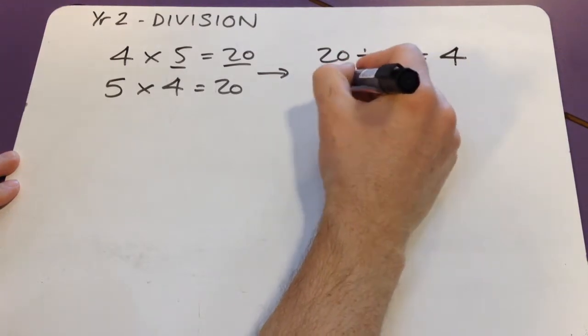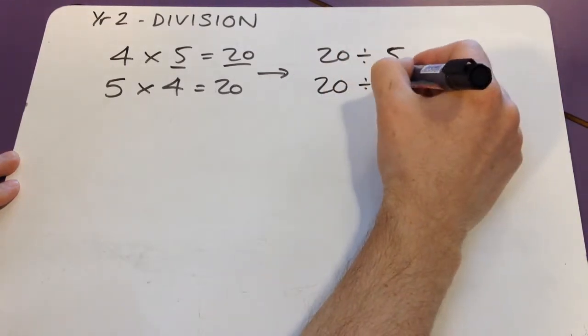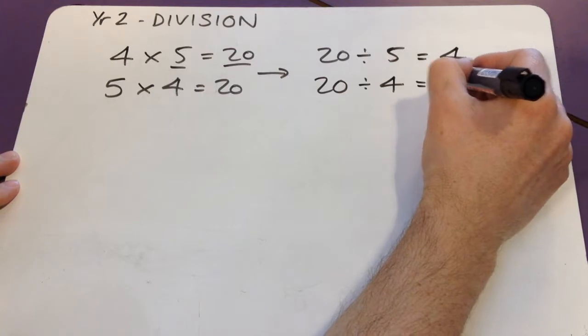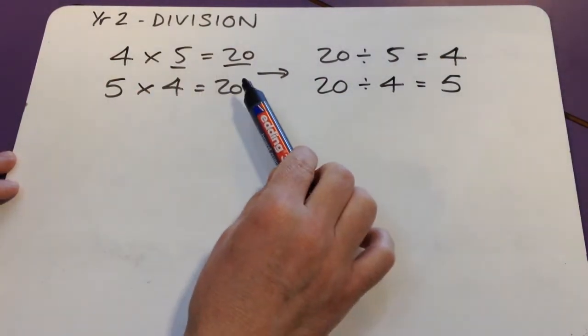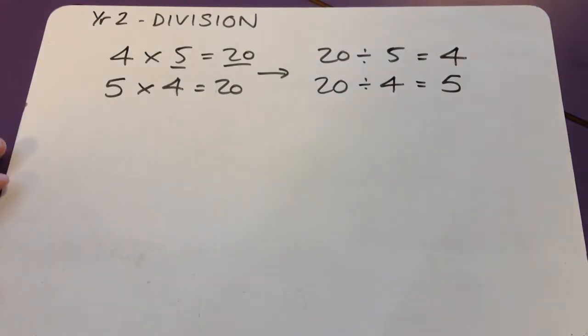Or we can take 20 and divide it by 4, and that equals 5. So it's really important that children begin to learn these division facts because it's crucial in being able to divide efficiently.